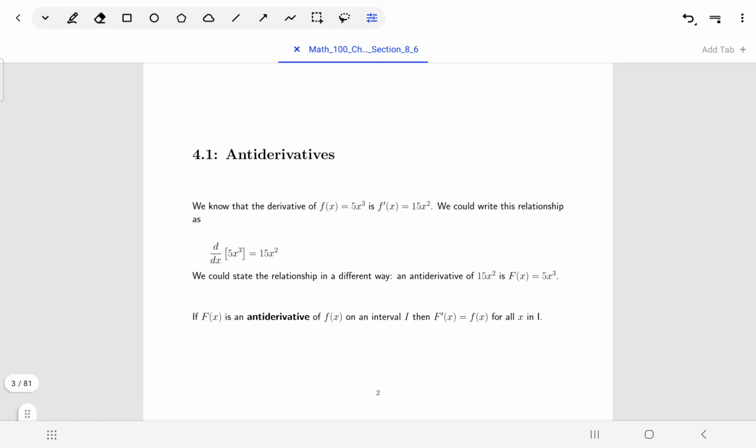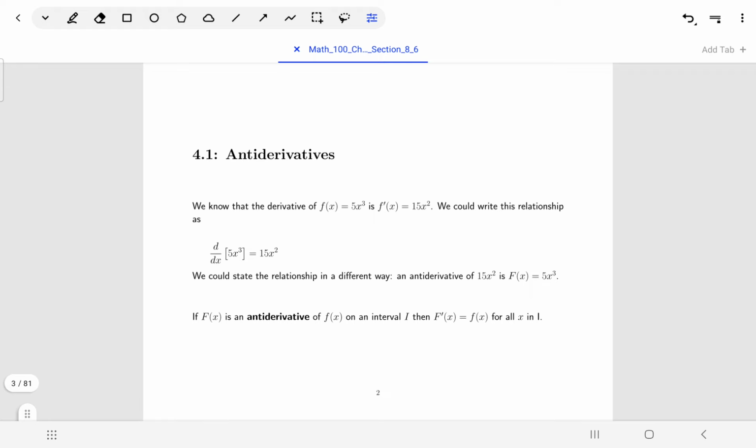Welcome back. In this section, we're going to start to look at antiderivatives. So just to start ourselves off, we've got a little fact here. If you have the function 5x cubed, we know with the power rule that the derivative is 15x squared. Up till now, we've written that relationship like this: the derivative with respect to x of 5x cubed is 15x squared. But we could rephrase that.